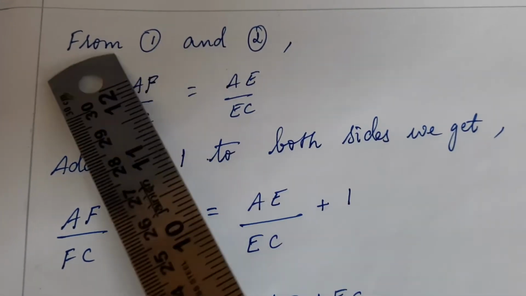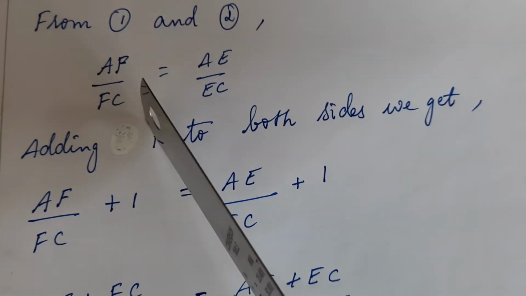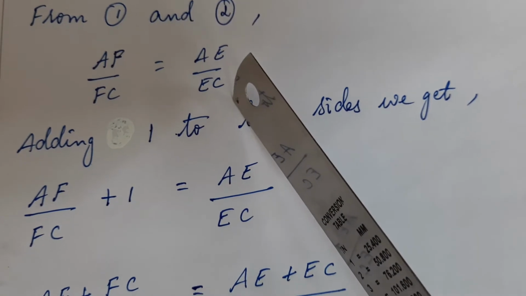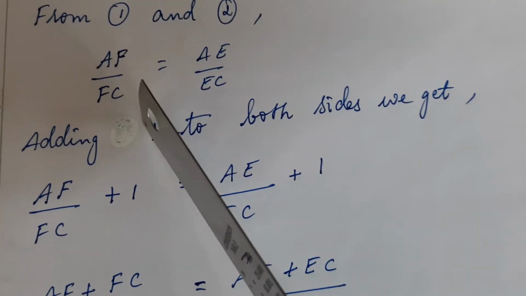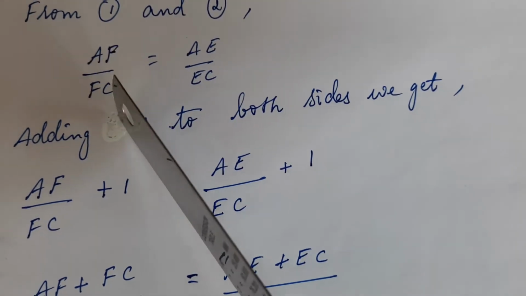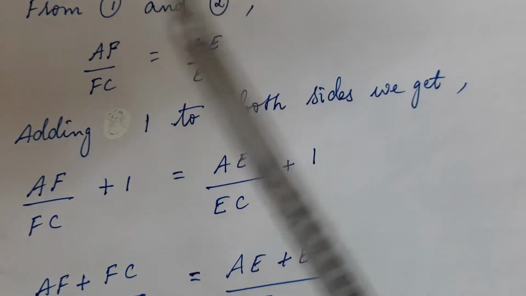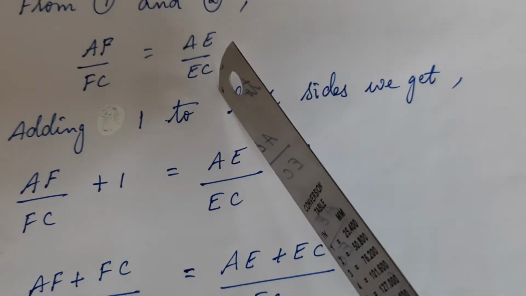Now, from the first and second equations, we get AF by FC is equal to AE by EC, because AD by DB is the same in both the equations. So, left hand side is equal for both the equations, so right hand side will be equal for both the equations. So, AF by FC is equal to AE by EC.